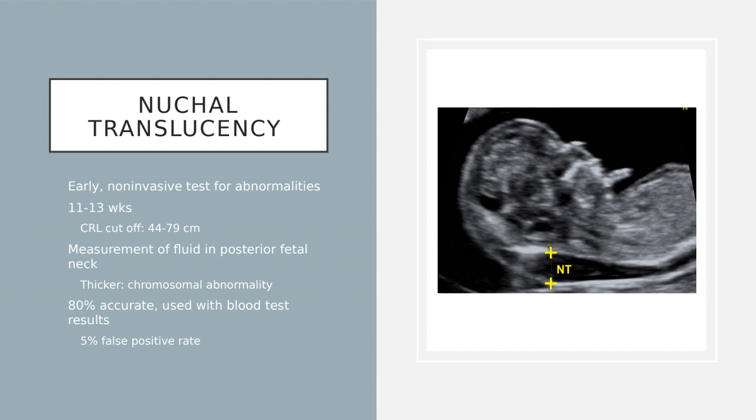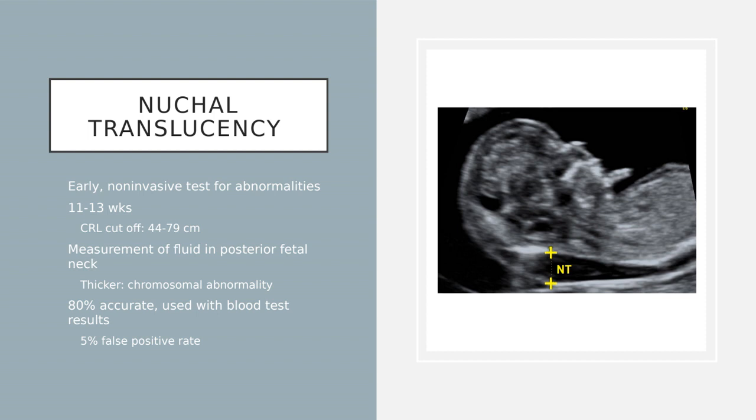This is a type of early non-invasive test for potential genetic abnormalities, usually doing this in that first trimester, 11 to 13 weeks. We cannot perform this exam if the crown rump length of the baby is greater than 79 centimeters or less than 44. That should say millimeters, guys. Sorry, 79 centimeters is pretty big. So anything less than 44 and greater than 79 millimeters, we're not going to be able to get an accurate measurement.